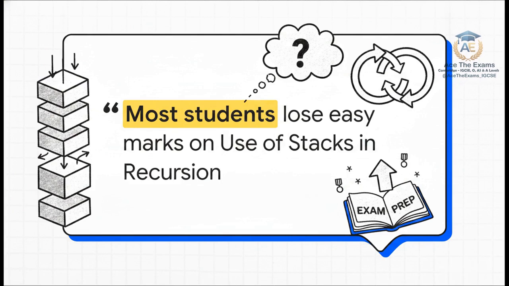Sam rushes through the paper, completely misses the specific command word requirements, and just scribbles down a final return value without showing any stack frames. The result? Both of them lose massive points, despite knowing the basic theory. We need a better strategy.